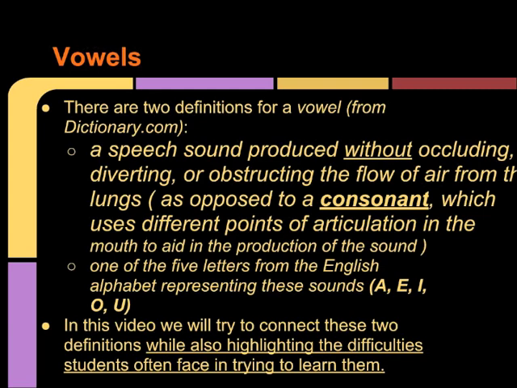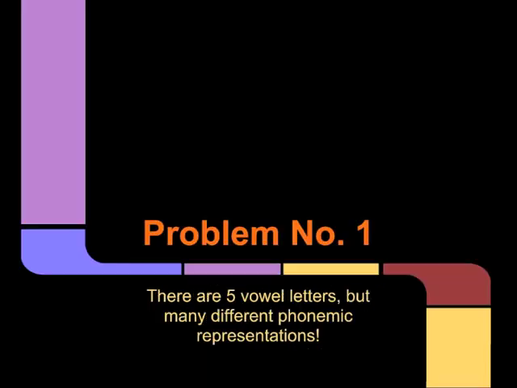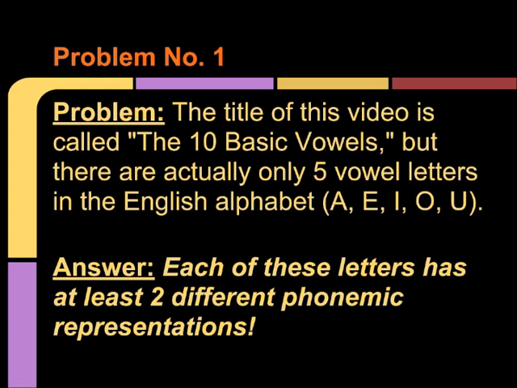In this video, we will try to connect these two definitions while also highlighting the difficulties students often face in trying to learn them. Problem number 1. There are 5 vowel letters, but many different phonemic representations. The title of this video is called The 10 Basic Vowels, but there are actually only 5 vowel letters in the English alphabet: A, E, I, O, and U.